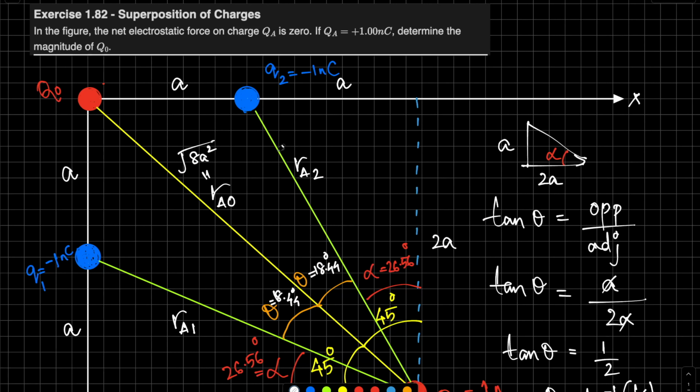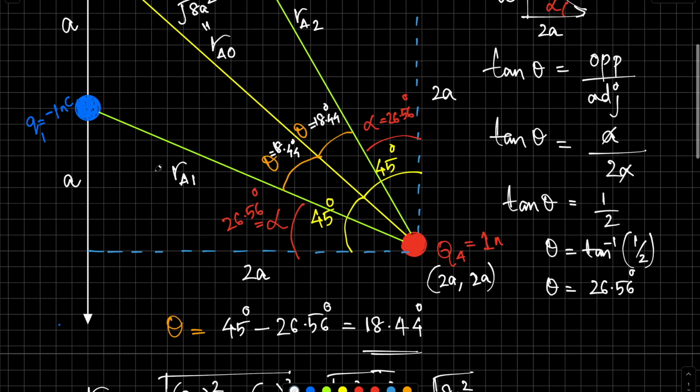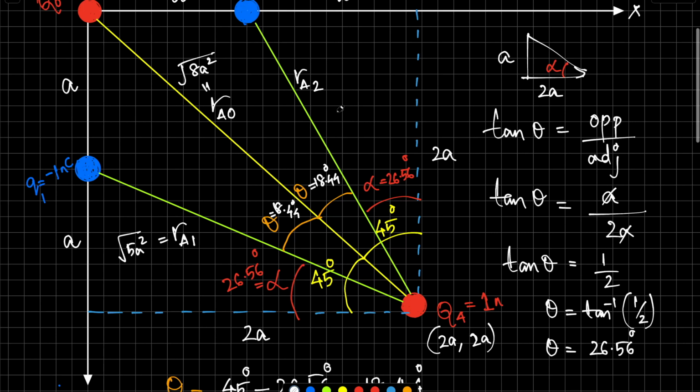If you want to solve it, you can do it. Again, you can consider this right triangle. This side is a, this side is 2a, so you'll end up with the same answer. RA1 equals square root of 5a square, and RA2 will be the same. So we found all the angles, especially this angle theta, 18.44 degrees. We'll use this later. Then RA1, RA0, and RA2.